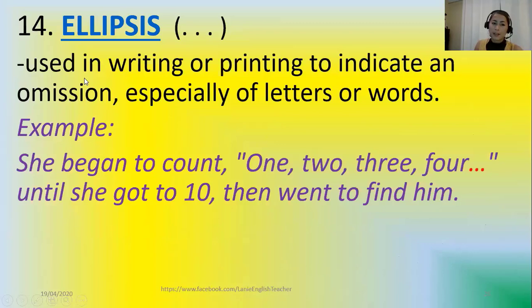Now, the last punctuation mark, we have ellipses. It is represented by three periods or three dots, as you can see on your screen. It is used in writing or printing to indicate an omission, especially of letters or words. Example: she began to count 1, 2, 3, 4, and then we use ellipses until she got to 10. Then went to find him.